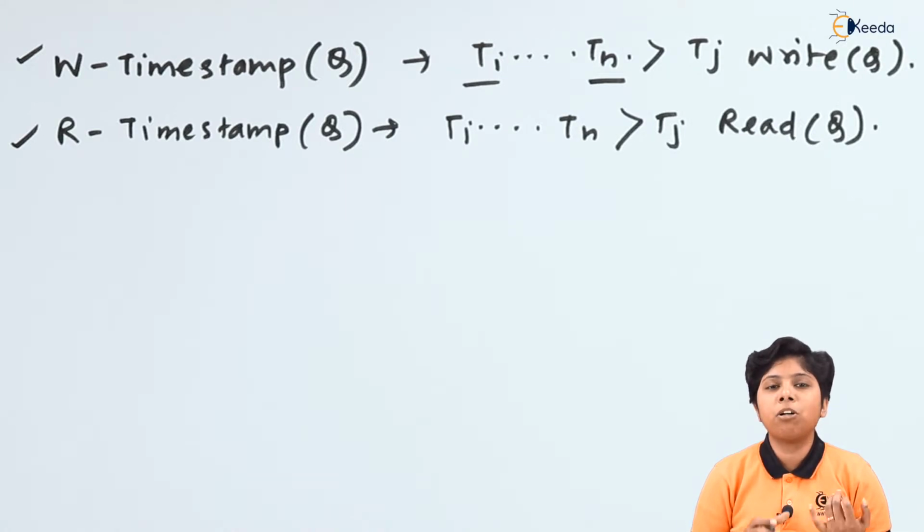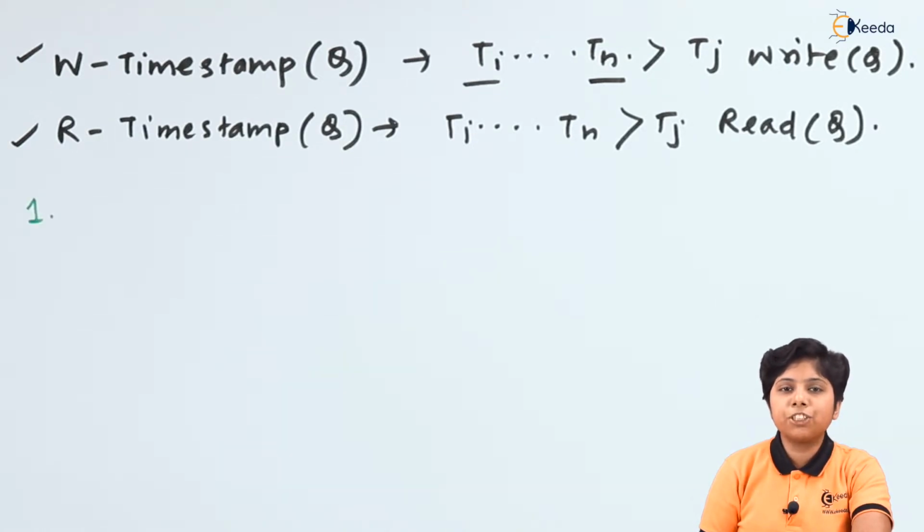Now that we know about TS, R timestamp and W timestamp, we can define our protocol, that is the timestamp based protocol, to achieve this serializability. Now the timestamp protocol will have two issues with us. One is the read insertion, another is the write insertion. First we will talk about the read insertion.